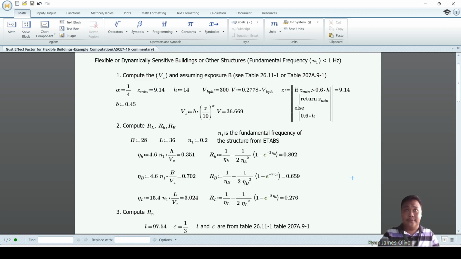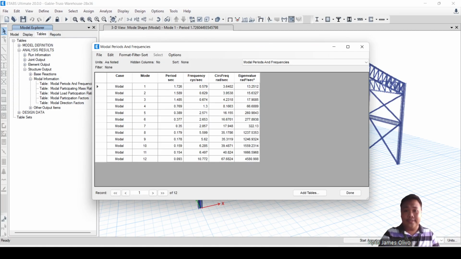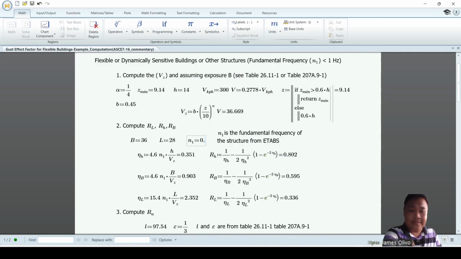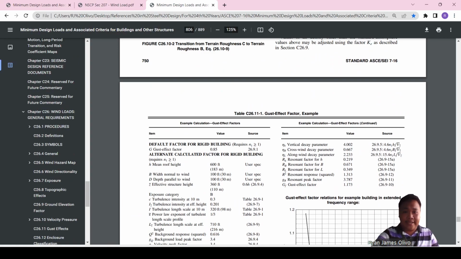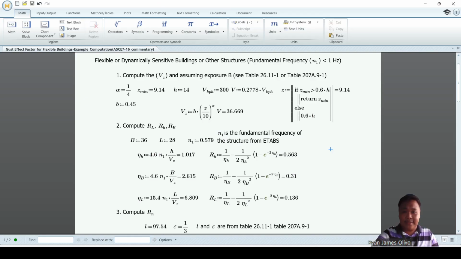I think I'm wrong. I think it's 36 here. Sorry, it is 36 and this is 28. Later, I have other videos explaining B and L. So the frequency is 0.579. Let's copy that and put it here, 0.579. As you can see, our eta H, I forgot the meaning of this. This is what we call the vertical decay parameter. Our vertical decay parameter for this type of structure is 1.017.